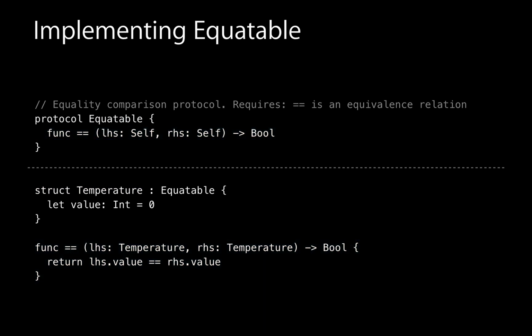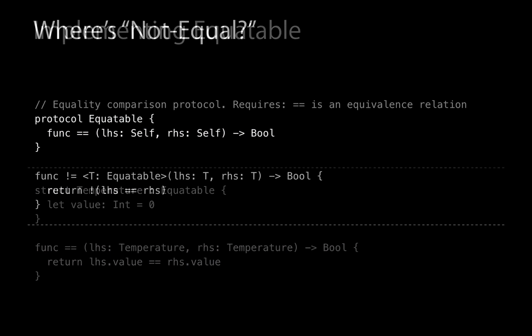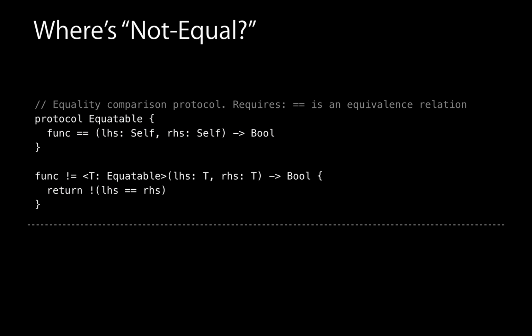Okay, so you may be wondering, well, where's not equal? Well, it's not a requirement. We didn't have to write it because Swift provides this one. It's a generic not equal that depends on Equatable and uses the equal equal operator to implement it. So that works for every Equatable type, which is pretty Swift indeed.